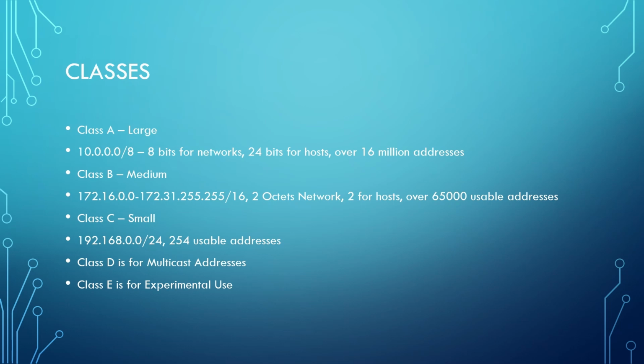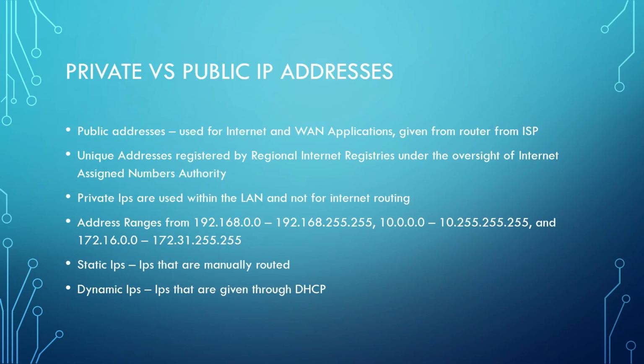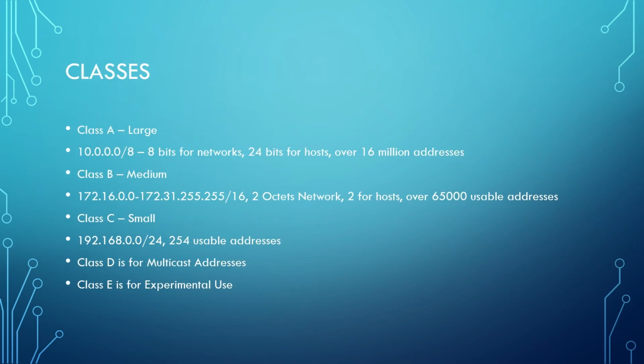Class B is medium. You have 172.16.0.0 to 172.31.255.255/16. That's 2 octets for networks, 2 for hosts, and over 65,000 usable addresses. Class C is small. This network is 192.168.0.0/24, and there are 254 usable addresses in that pool. Class D is solely for multicast addresses, and Class E is solely for experimental use.